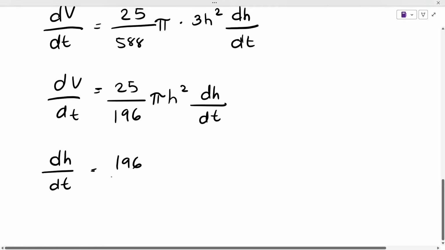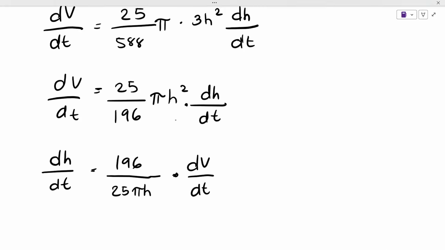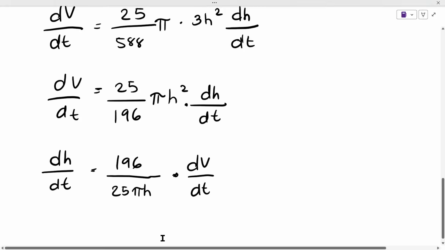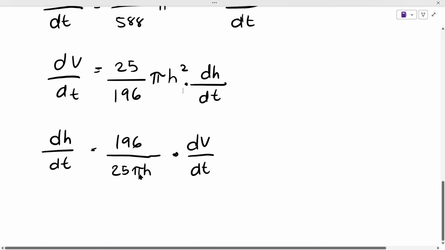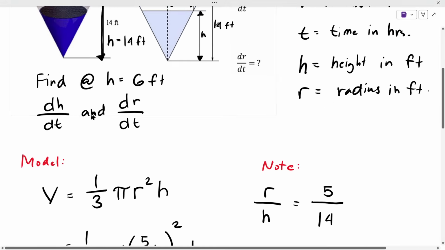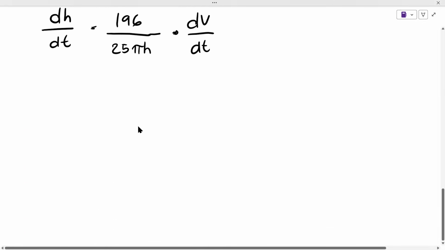196 over 25 pi h squared times dV over dt. Okay, so we have now our equation for dh over dt since we're looking for it, right? Now we need to find the change of this dh over dt, the change of water level over time, at h equals 6 feet.